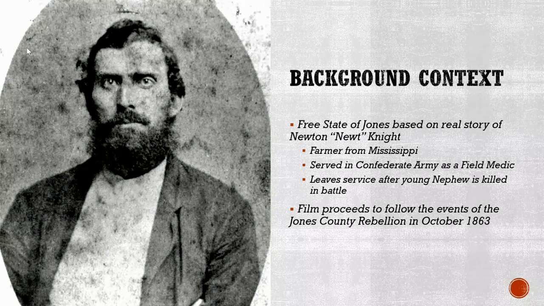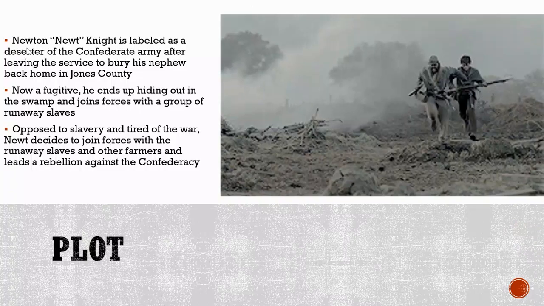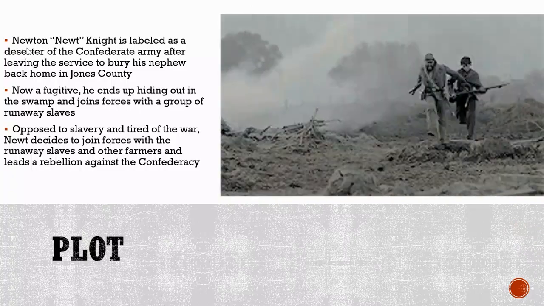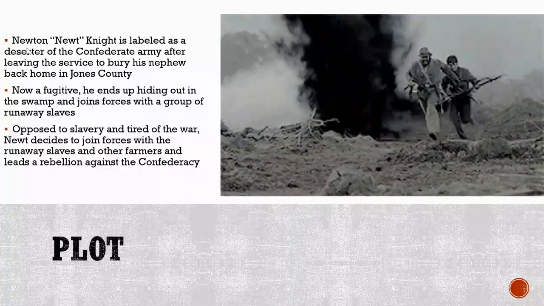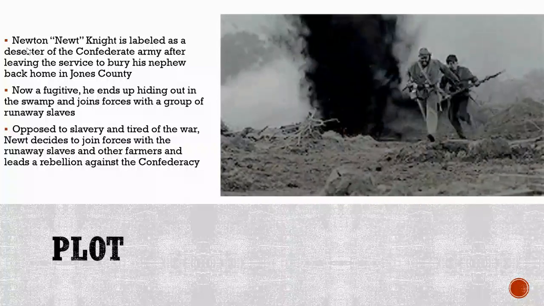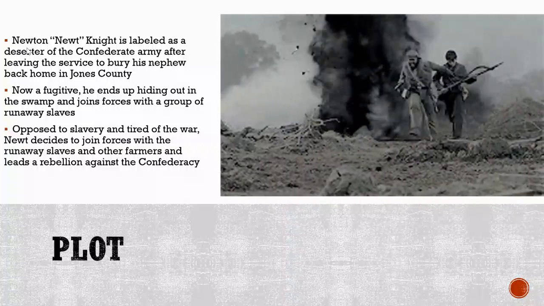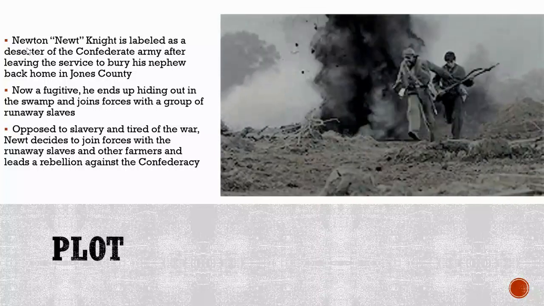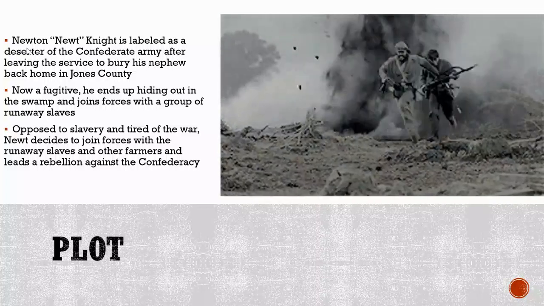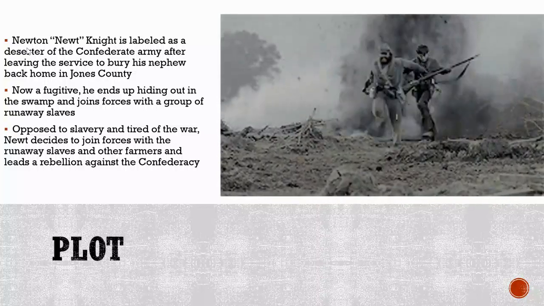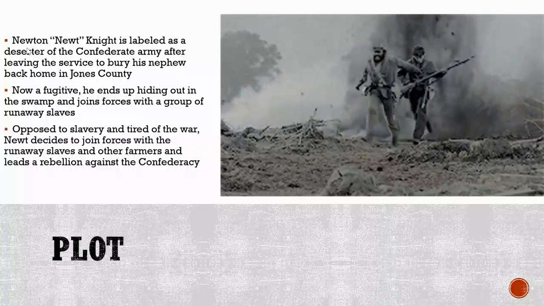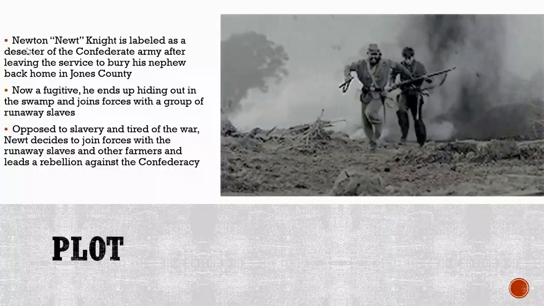And after all this, the film proceeds to follow the events of the Jones County Rebellion, which occurred in October of 1863. So, the plot of the movie is that Newt Knight ends up being labeled as a deserter of the Confederate Army after he leaves the service to bury his aforementioned nephew back in their home of Jones County. He is told by some of his fellow soldiers, if you leave, you have to be serious about this, because the law is going to come after you, and if they catch you, you're going to be put in jail or killed. But Newt disregards them and does this anyway.